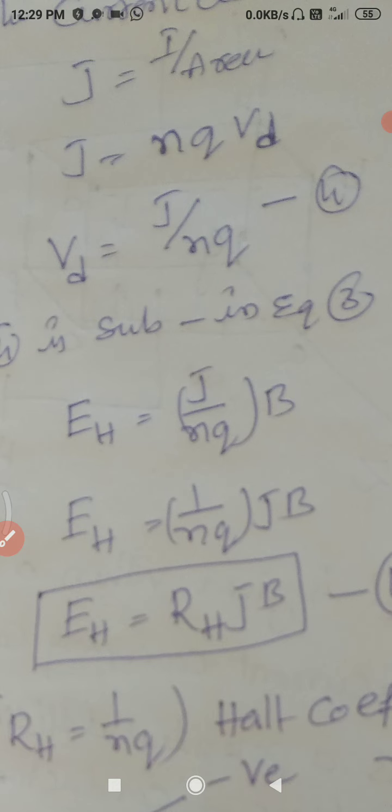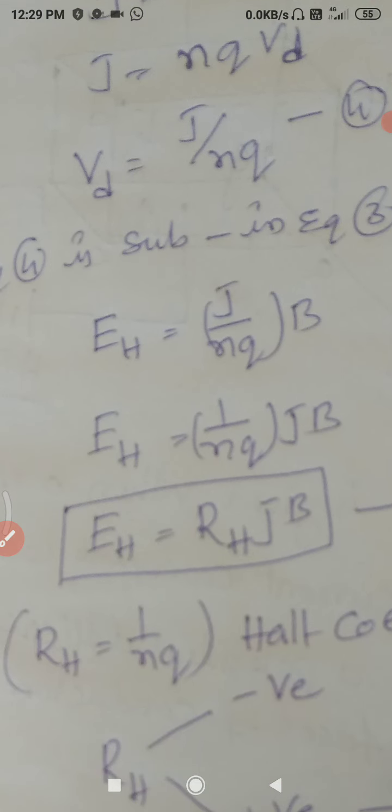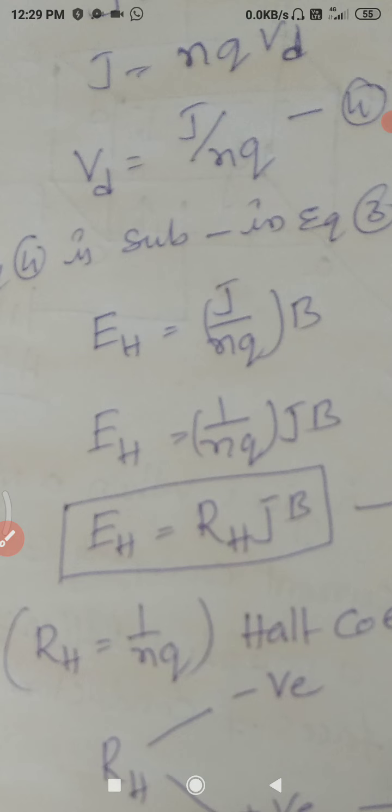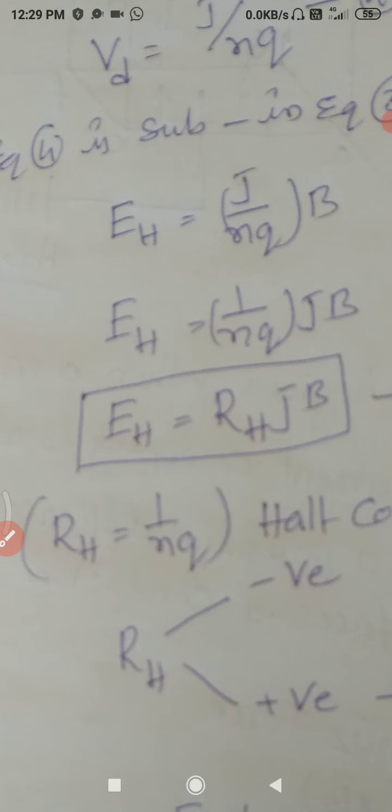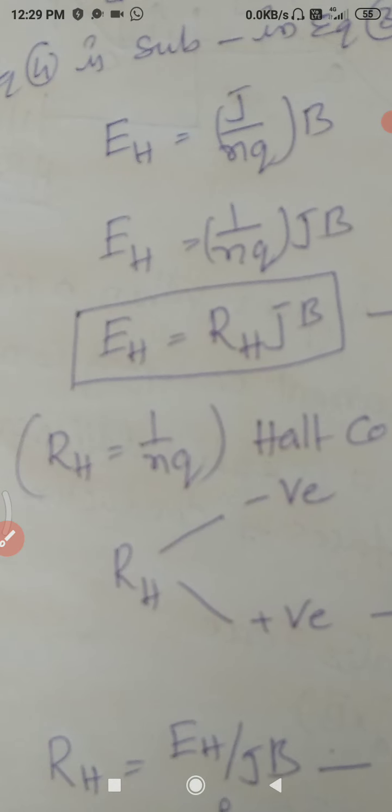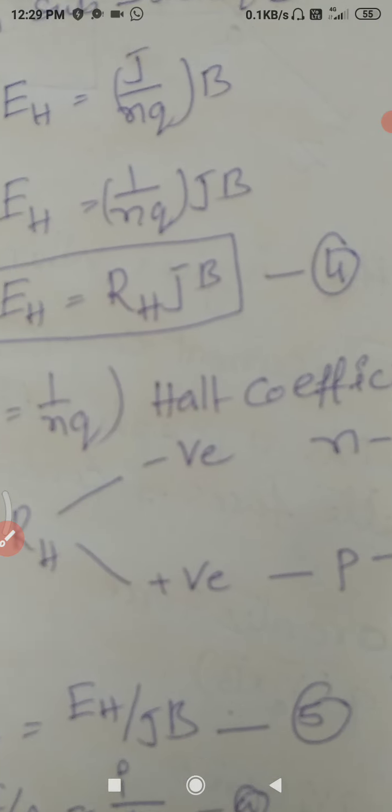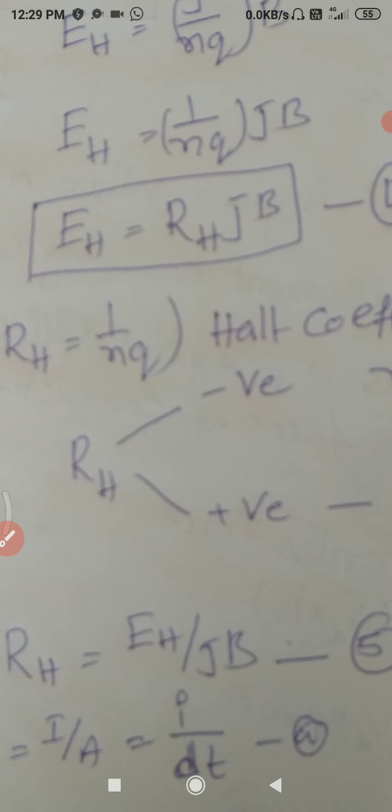Then substitute equation 4 in 3, and we get EH is equal to J by NQ into B. Then EH is equal to 1 by NQ into JB, where 1 by NQ is equal to RH. RH is the Hall coefficient. So EH is equal to RH into JB. This is known as the Hall coefficient.